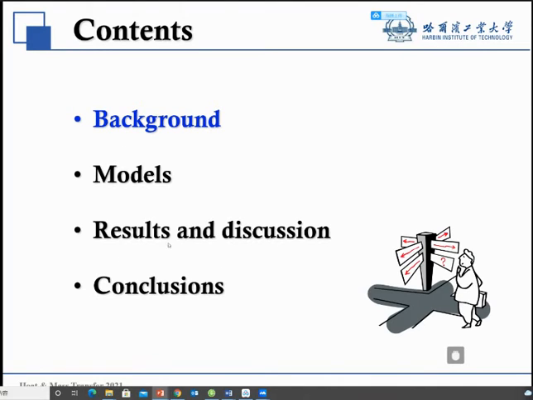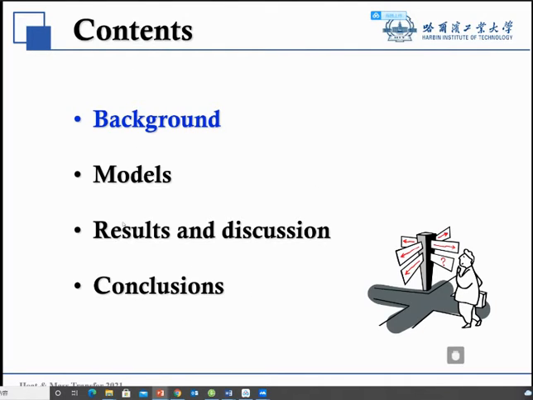The third part is the results and discussion. This part is very important because you should show your results and tell listeners what you get from the research. And you should analyze the results by theoretical analysis and by some other methods to learn some details from the research. The final part is conclusion. You can give a brief summary of this presentation.